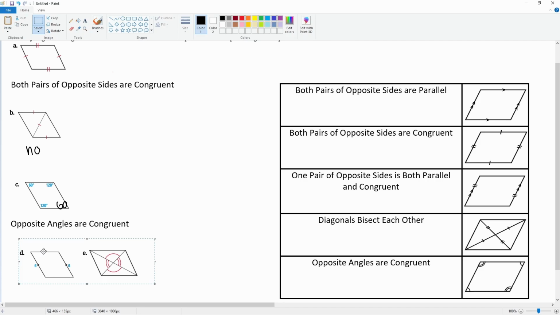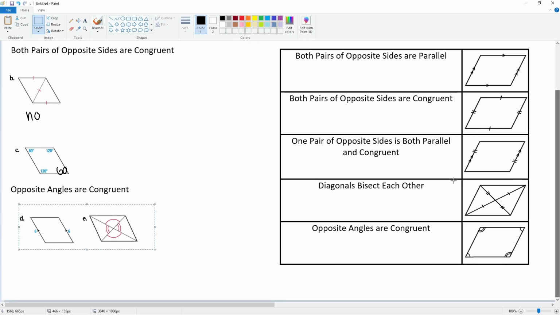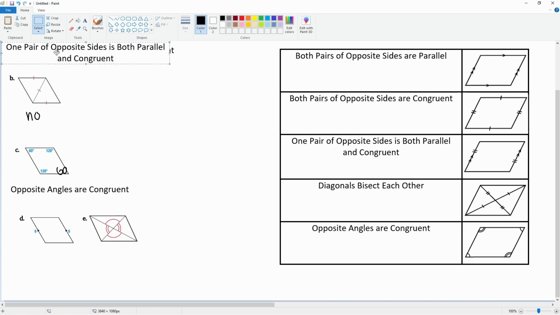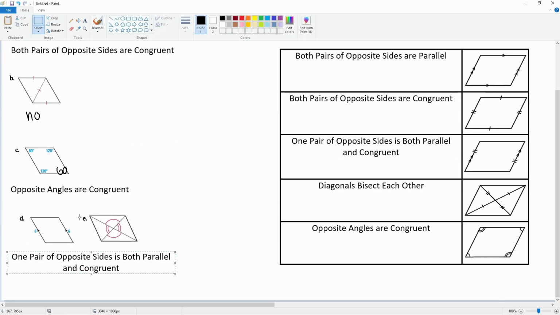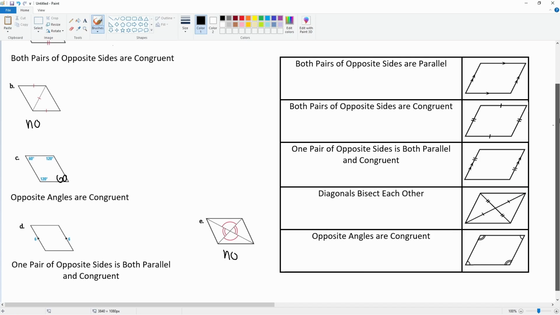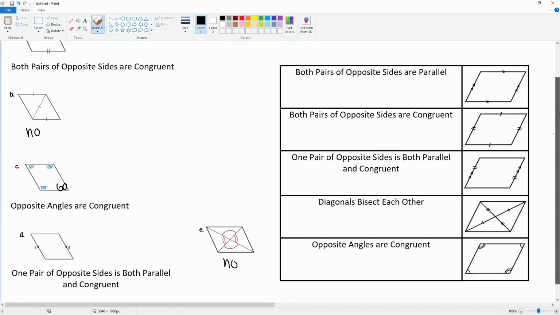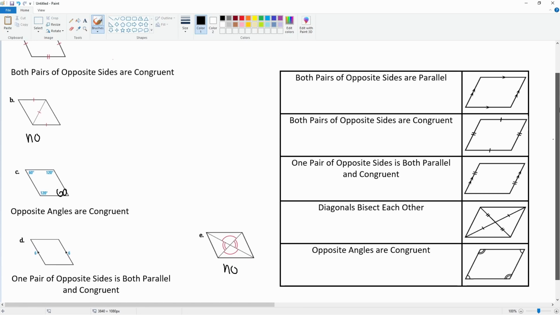And let's look at D. Yes, we have that one pair of opposite sides are both parallel and congruent. So that is D. And for E, those are just vertical angles, so we can just write no for E. Right, so there you go. Those are the 1, 2, 3, 4, 5 ways to prove if a quadrilateral is a parallelogram. There you go.